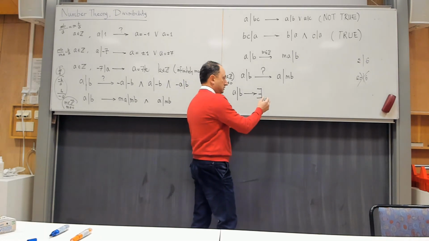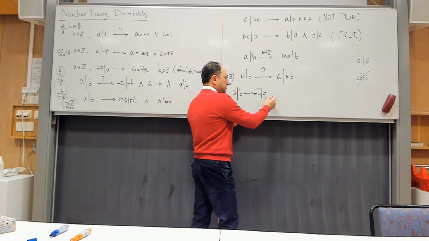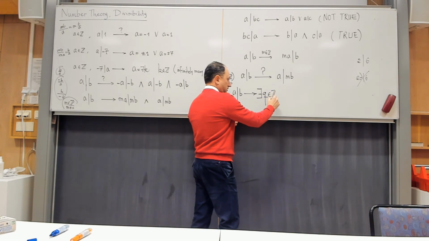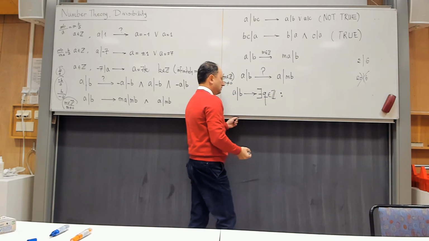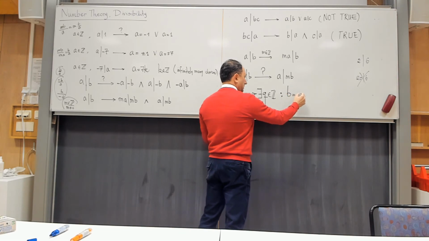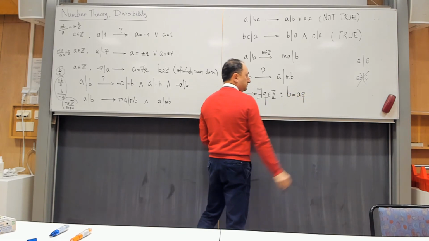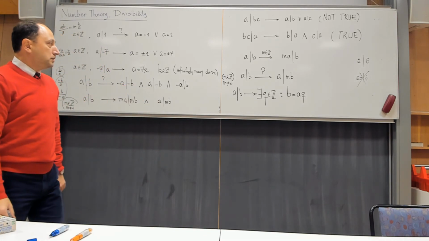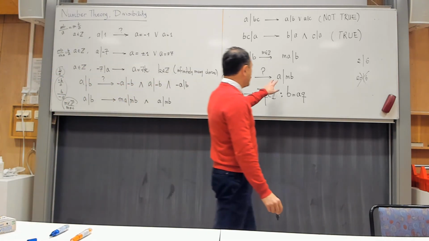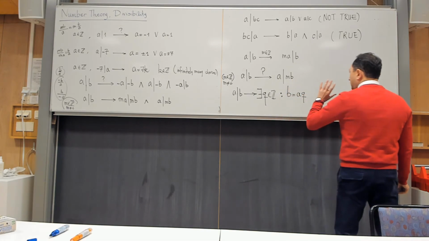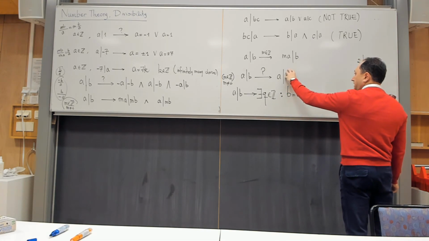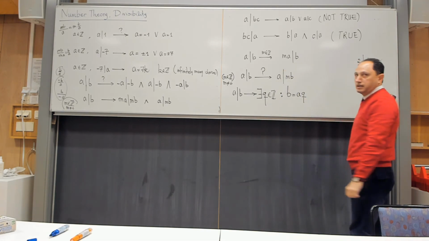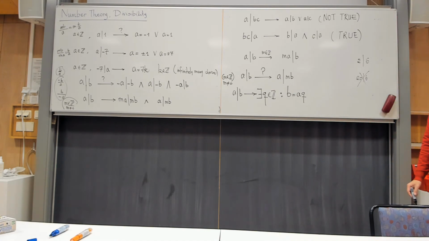There exists Q, where Q belongs to the set of integers, such that B is equal to A times Q. Yes? This is understandable. But now I want to prove this. I need to show that the right-hand side is an integer multiple of the left-hand side. If I can show this, I am done.